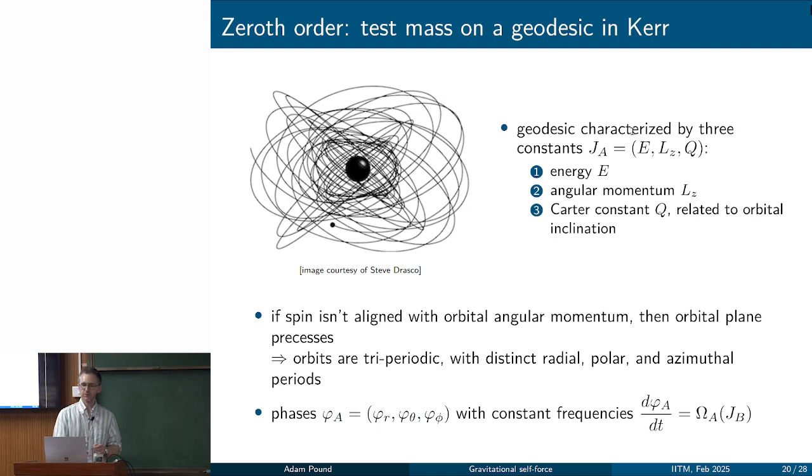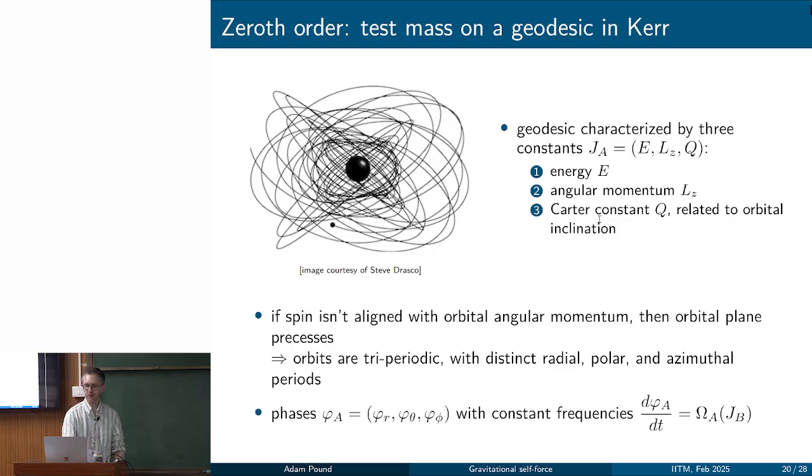So we have 3 constants, or 4 if you count the small mass of the small object. We have 3 constants of motion: the energy, the angular momentum, and the Carter constant. This angular momentum has a little z on it. This is the angular momentum of the orbit around the spin axis of the big black hole. By convention, we always say the spin axis of the big black hole is the z-axis, and then Lz is the orbital angular momentum around that.